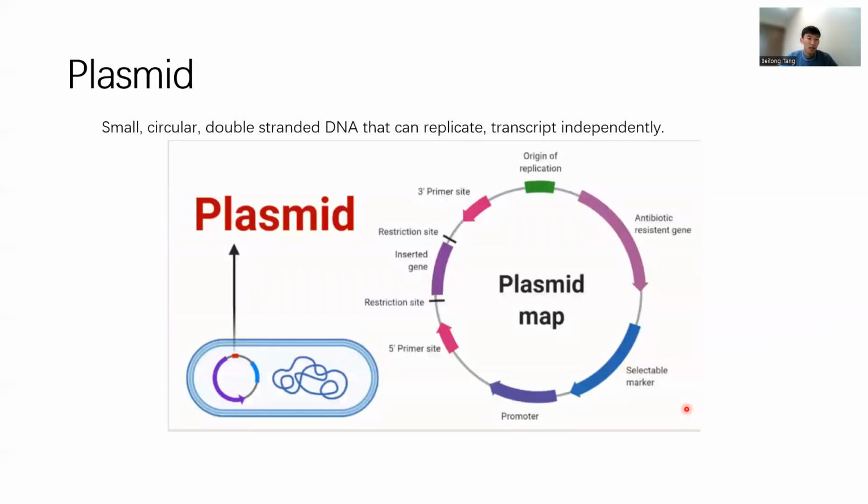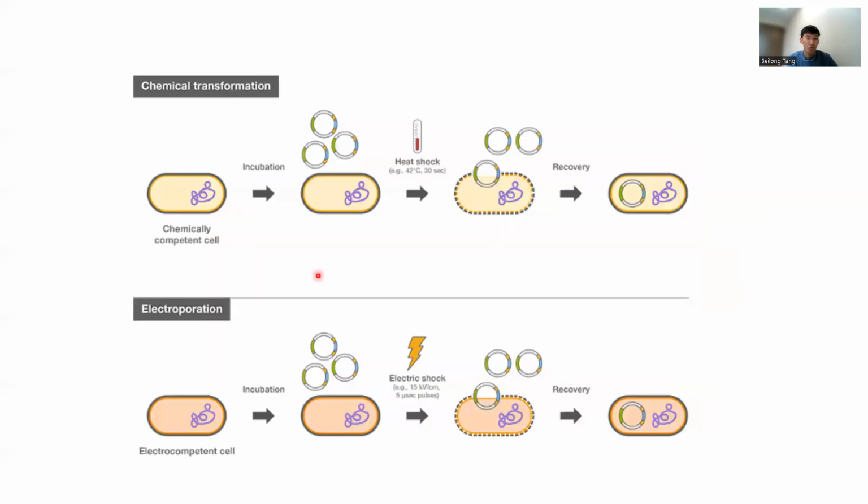The plasmid is usually a small circular double-stranded DNA found in the bacteria, as we can see here. They can replicate and transcript independently without the control of the cells. So in the plasmid, it usually has the origin of replication, antibiotic-resistant gene, selectable marker, and our inserted gene, which is the gene that we want to be expressed in the transformed cells.